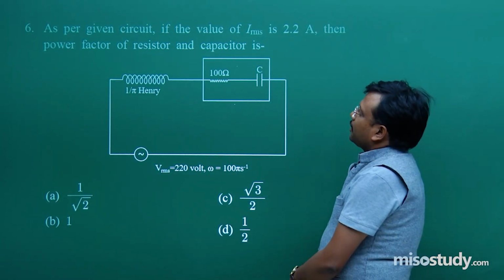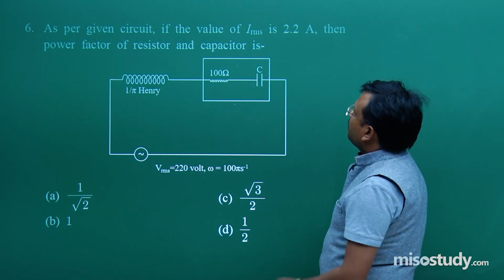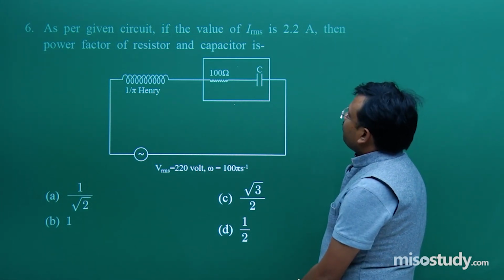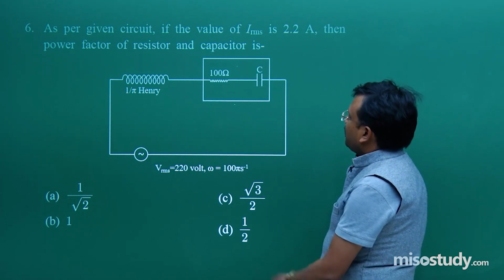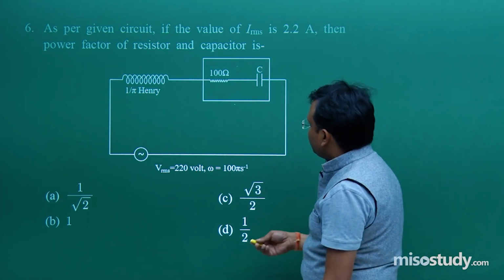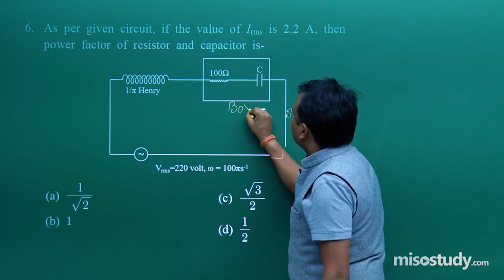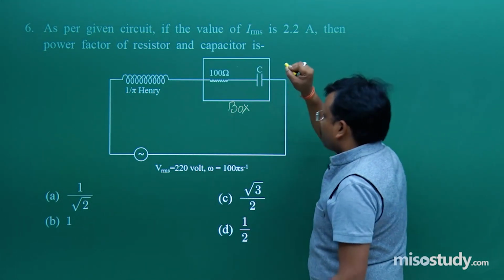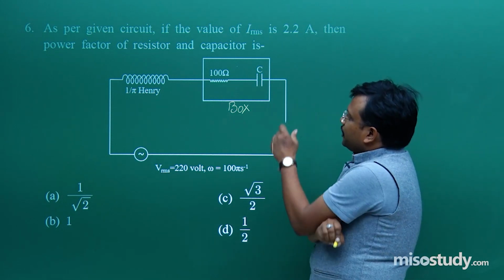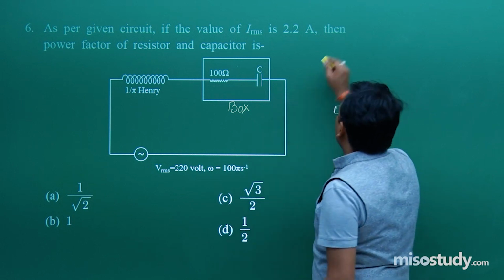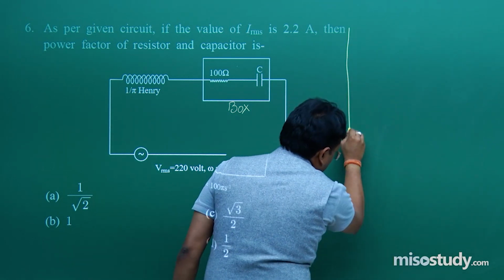As per the given circuit, if the value of IRMS is 2.2 ampere, then find the power factor of the resistor and capacitor. Resistor and capacitor means, students, this box. Fine, this entire box. So, the question is simple. We have to apply a basic formula over here. And what is that basic formula?